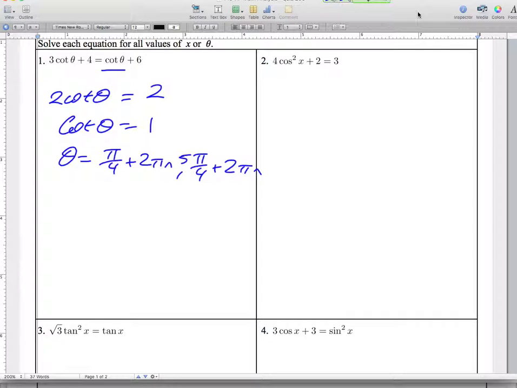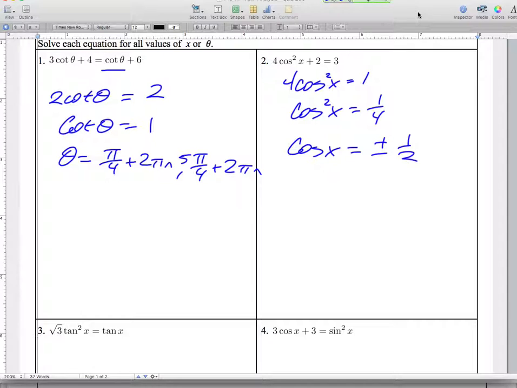So what do I do to solve this? Subtract 2. Divide by 4. And take the square root. People usually do one of 2 things there. They forget the plus or minus, or they have issues taking the square root of 1/4.